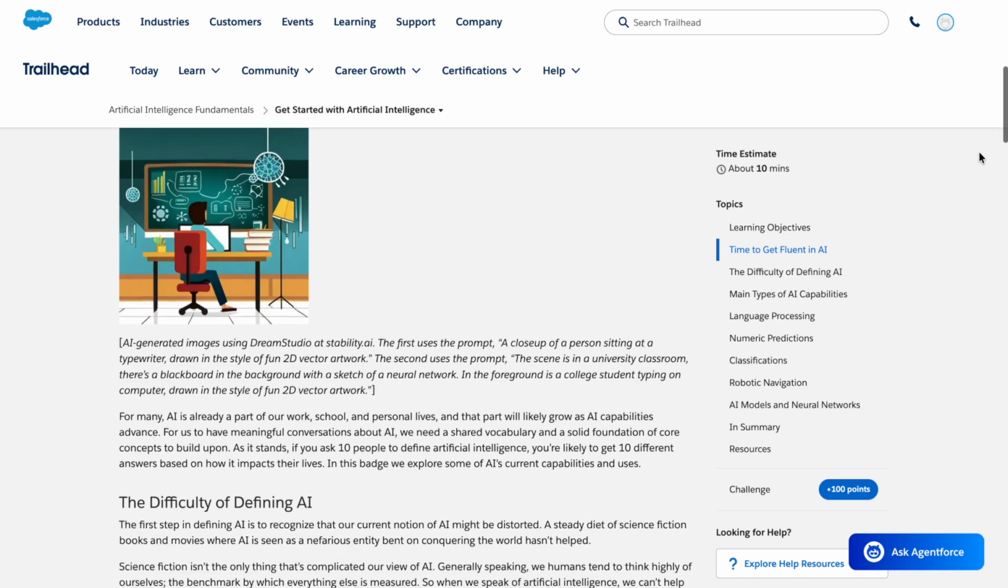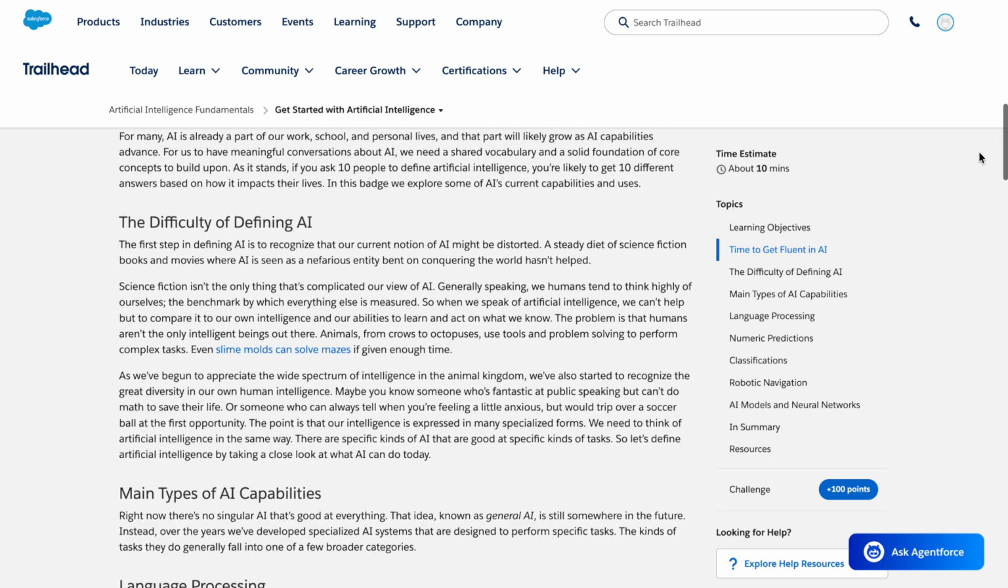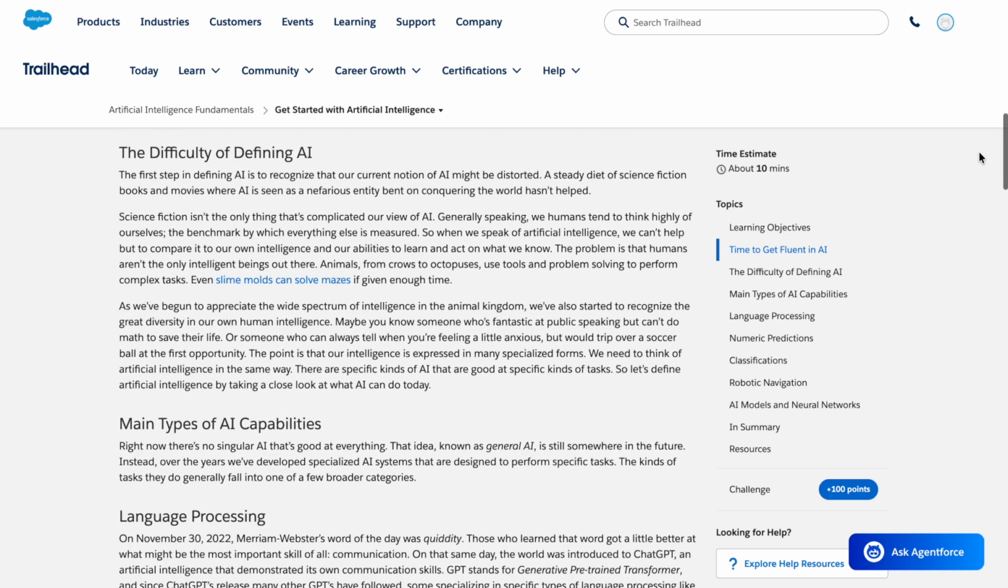The difficulty of defining AI. The first step in defining AI is to recognize that our current notion of AI might be distorted. A steady diet of science fiction books and movies where AI is seen as a nefarious entity bent on conquering the world hasn't helped. Science fiction isn't the only thing that's complicated our view of AI.